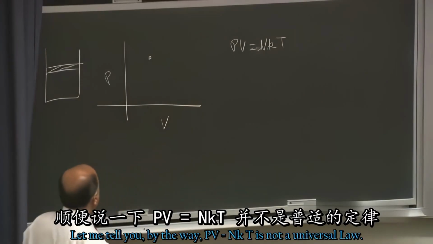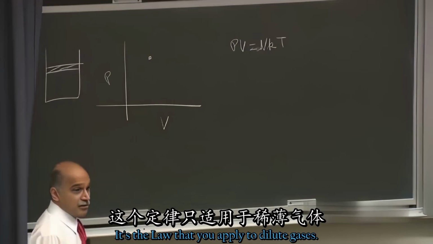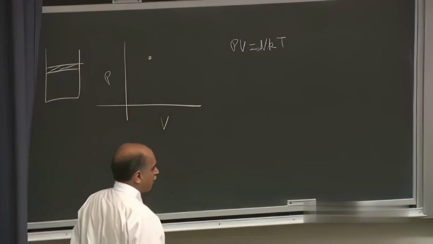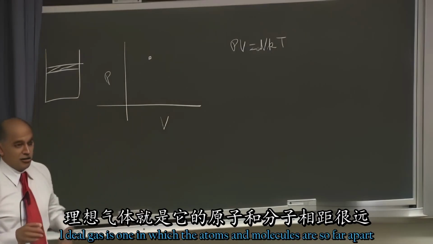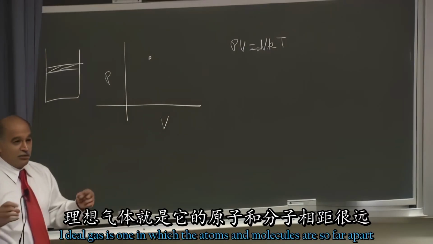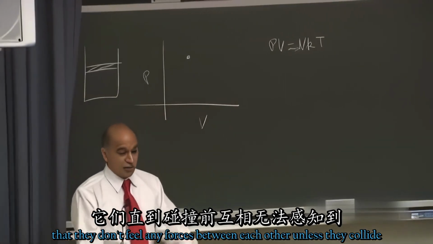Let me tell you, by the way, PV equals NkT is not a universal law. It's a law that you apply to dilute gases. But we are going to study only dilute ideal gas. Ideal gas is one in which the atoms and molecules are so far apart that they don't feel any forces between each other unless they collide.